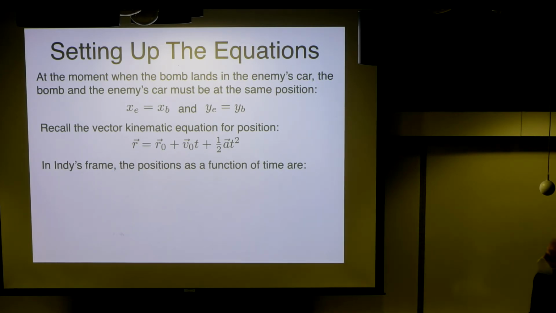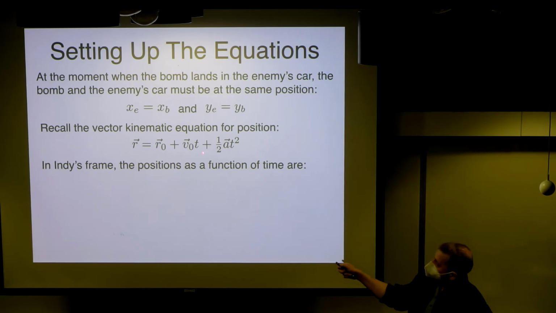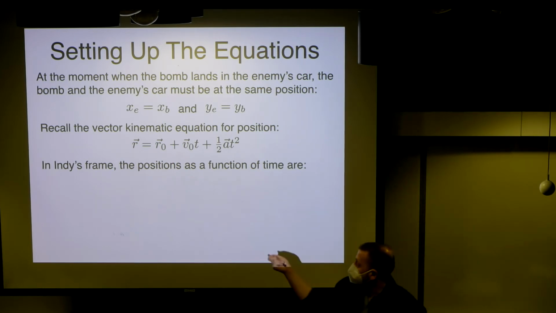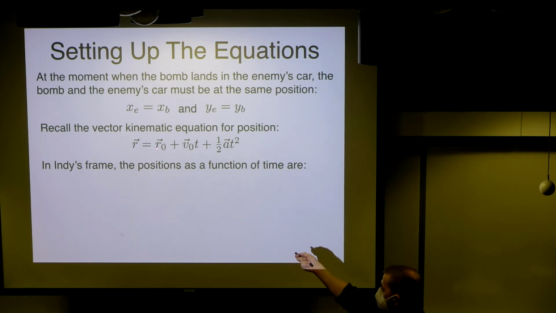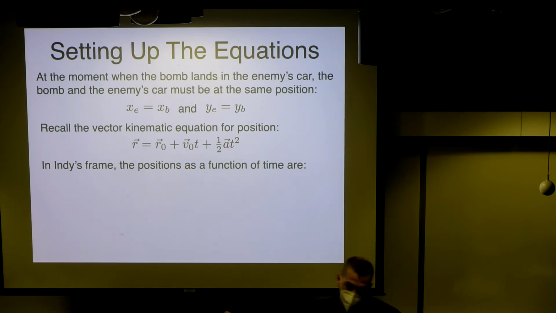So here's what we're going to do. We have a sort of general kinematic equation for position when we're dealing with 2D motion, which is this: r equals r naught plus v naught t plus a half a t squared. We're going to apply that to the enemy and the bomb, and we're going to write x and y components for the enemy and the bomb. So let's get to doing that.